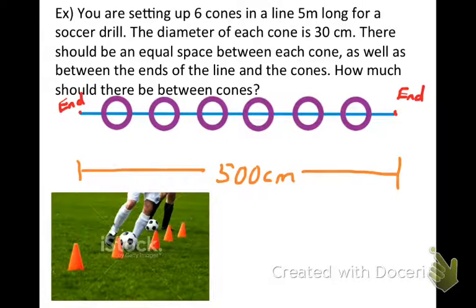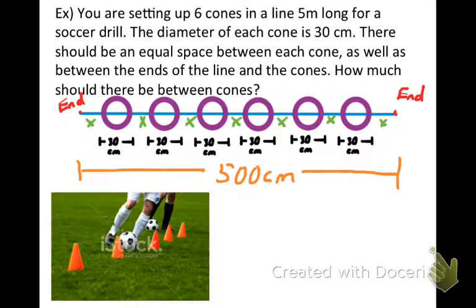Which, thinking ahead, I took the liberty of making 500 centimeters because the distance was given in meters, but the cones' diameters are given in centimeters, and so it made sense to convert all the units to the same thing. So make that centimeters, and then we'll label the distances between the cones. That's what we're trying to find. So we'll label those as x, and then we'll label the distance between the edges of each cone, the diameter of the cone. All right, now that diagram I think makes sense to you.